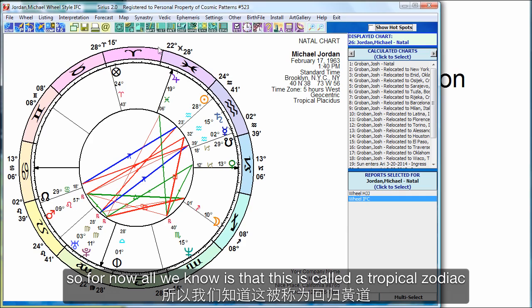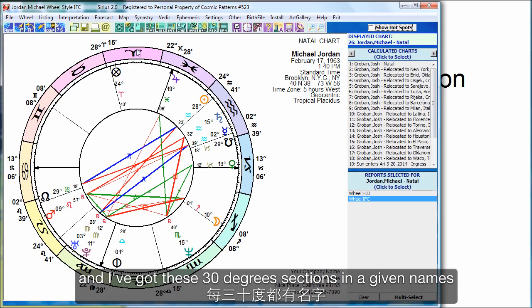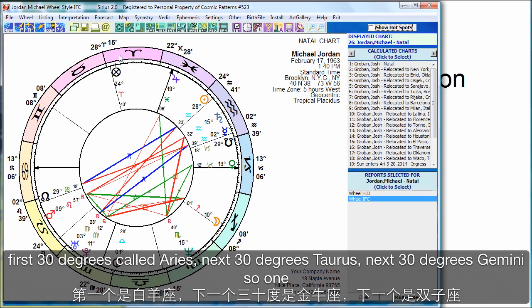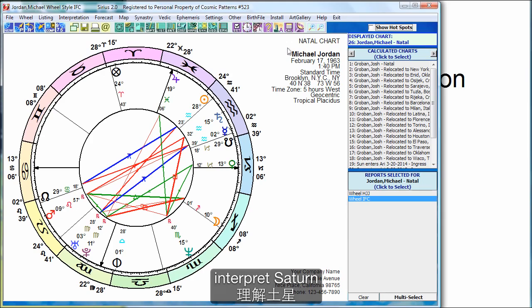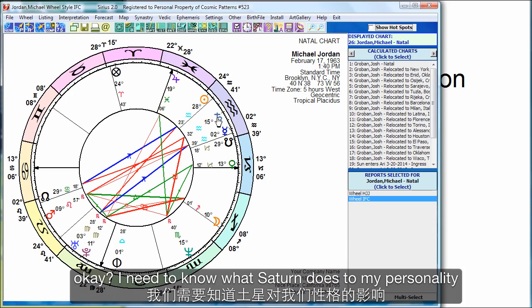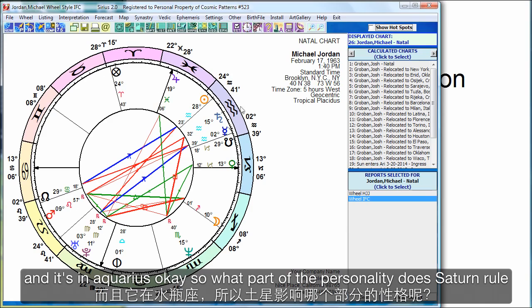So for now, all we know is that this is called a tropical zodiac, and it happened to start over here for some reason, and I've got these 30-degree sections and are given names. First 30 degrees called Aries, next 30 degrees Taurus, next 30 degrees Gemini, and so on. Okay, let's put it all together, all right? Interpret Saturn, okay? I need to know what Saturn does to my personality. It's in the 8th house. That's going to influence the way Saturn works, and it's in Aquarius.